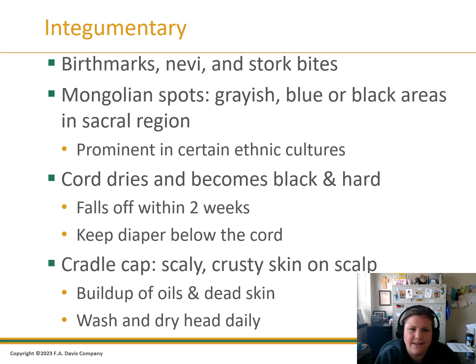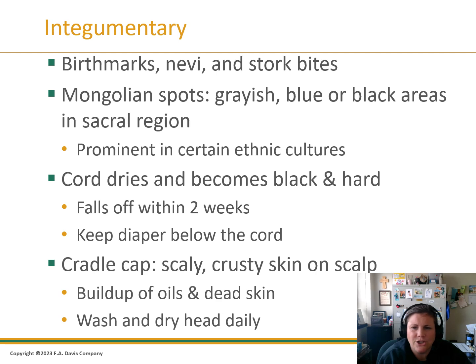When discussing the integumentary system, some important words you might recognize are nevi and stork bites and Mongolian spots. These are all different variations of birthmarks, and they tend to be associated with certain ethnicities or race, different cultural backgrounds. So Mongolian spots are specifically more common in African Americans, Hispanics, and those of Mediterranean descent.